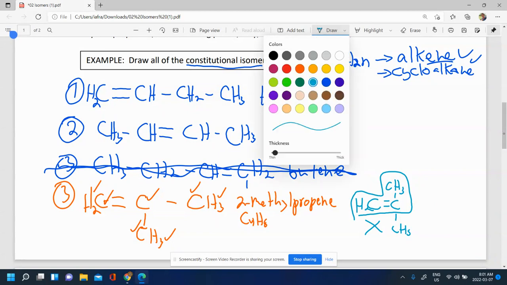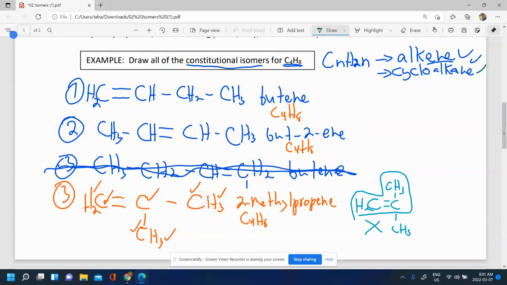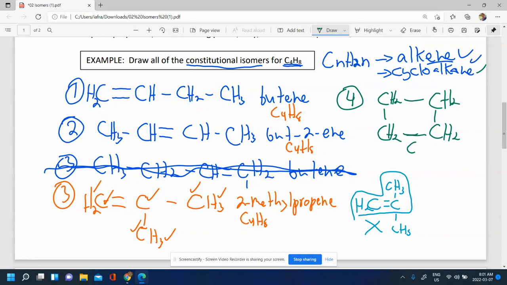Next, we're going to try to make some cycloalkanes. So let's make the longest chain cycloalkane we can think of with 4 carbons. And that's simply just a cyclobutane. So CH2, CH2, CH2, CH2, like this, like this, like this, like this, and we can call this cyclobutane. And it's C4H8.